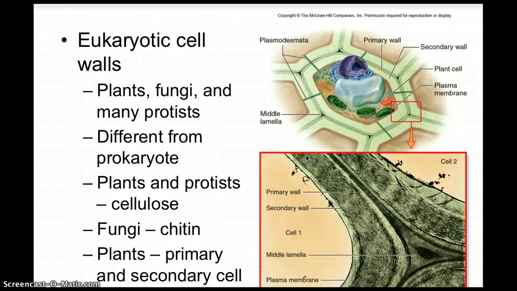Eukaryotic cells have walls. Some of them do. Many plants and fungi and plant-like protists will have the cell wall. As you can see, there's the primary cell wall, there's the secondary cell wall, and don't forget, there's also the plasma membrane. Every single organism has that plasma membrane. Depending on whether it is a plant or a plant-like protist, in those cases, cellulose. Now, cellulose, remember, is a macromolecule of carbohydrates. It is made up of glucose, and that makes up the cell wall.